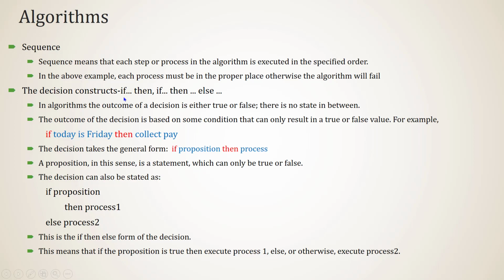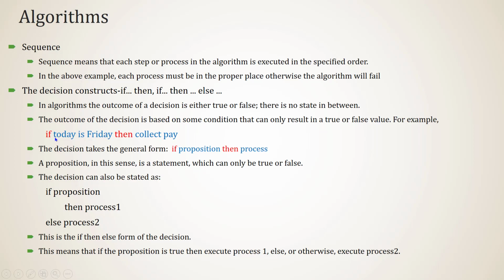The decision construct is if then else. In algorithms, the outcome of a decision is either true or false. There is no state in between. In the example we already saw, if water is boiling, it may return either true or false. If water is boiling, we can say true. If water is not boiling, the statement is false. The outcome of the decision is based on some condition that can only result in a true or false value.